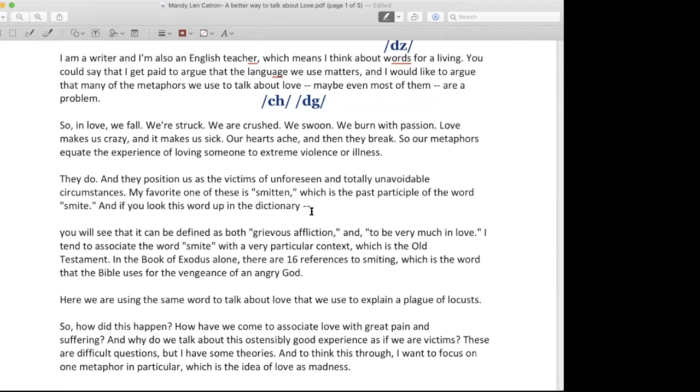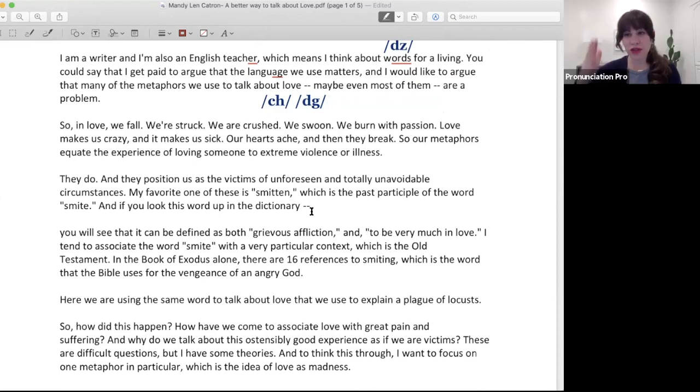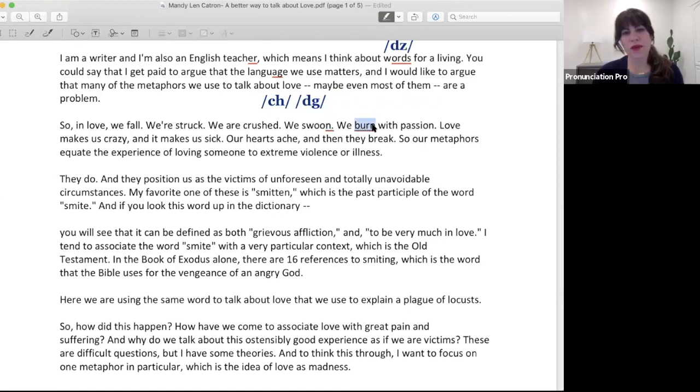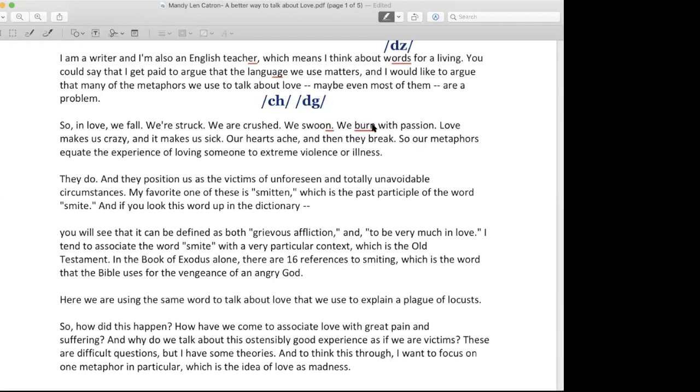Okay. And working on those chunks and being fluid within the chunks. Okay? So, in love, we fall. We are struck. We are crushed. We swoon. We run with passion. Love makes us crazy. Do that again. We burn with passion.